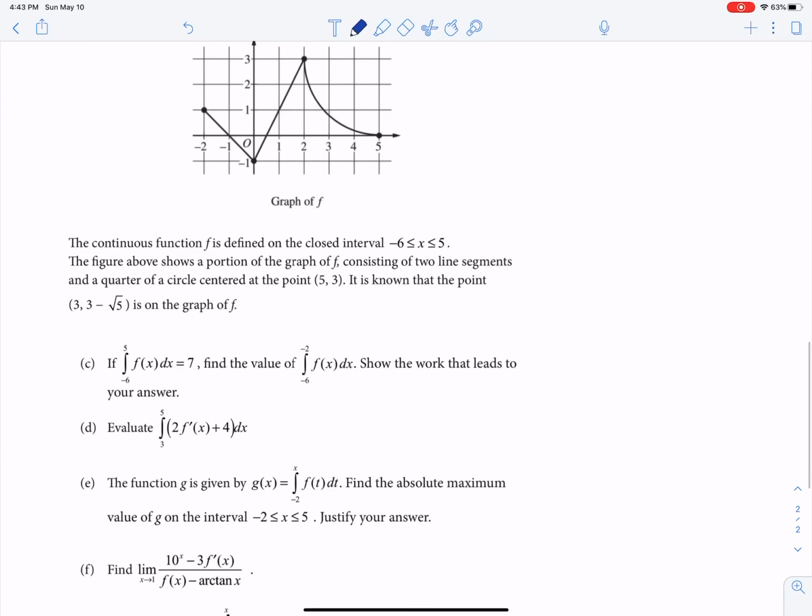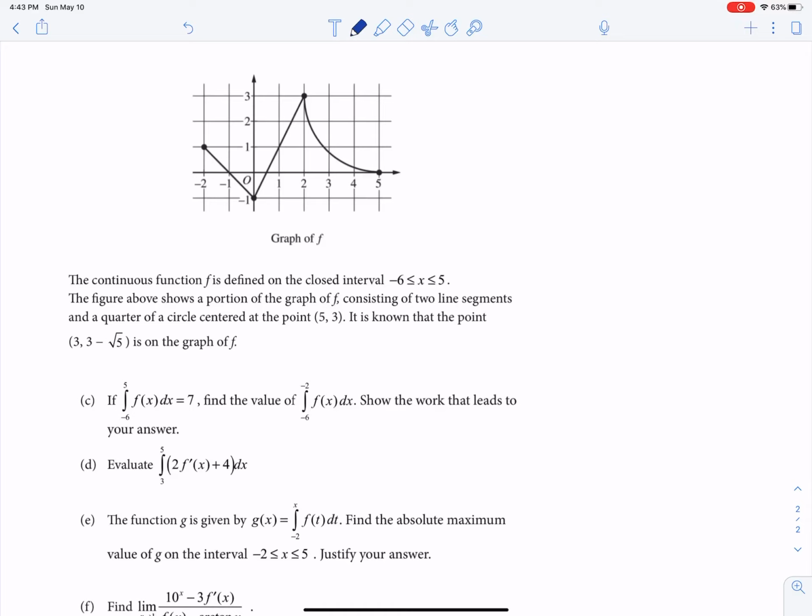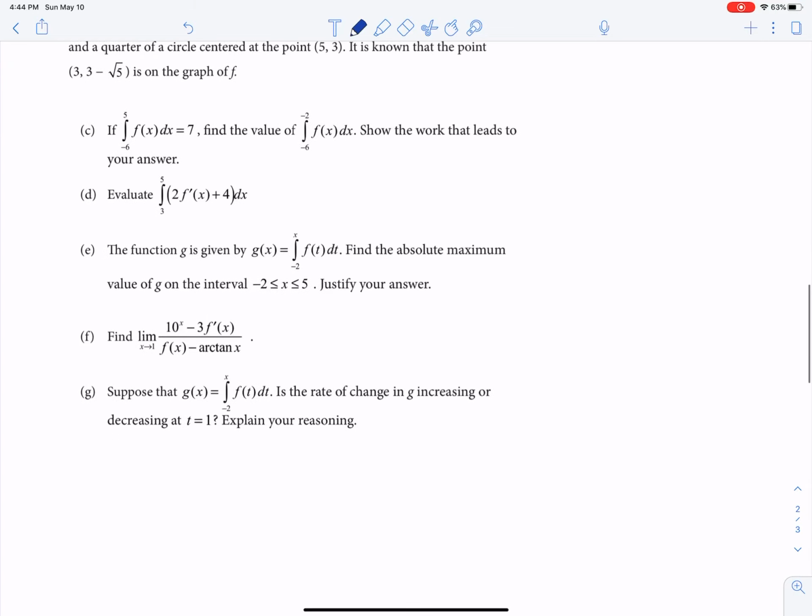Okay, let's move on. So what do we got here? The continuous function f is defined on the closed interval from negative 6 to 5. The figure above shows a portion of f, consisting of 2 line segments and a quarter circle centered at (5, 3). I think they're telling us that so that we know the radius is 3. And it is known that the point (3, 3) is on the graph, so they're basically telling us what the height is right here. I'm assuming that's going to be important later on.